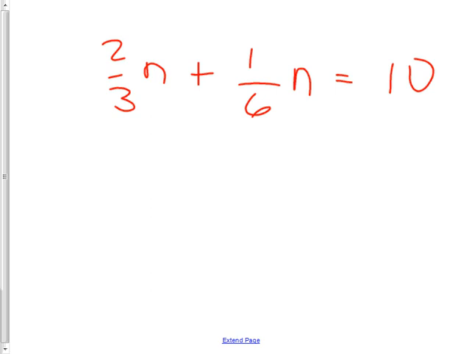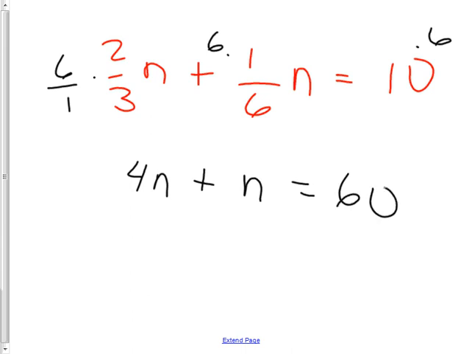See, if I times this one times 6, and this one times 6, and this one times 6, 2/3 times 6, I can put this over 1, and I'll have 12 over 3, and 12 over 3 will reduce to 4. Plus 6 times 1/6 is 1, so it's just 4n plus n is equal to 60. And notice, no more fractions. So much easier now. Yes, ma'am.